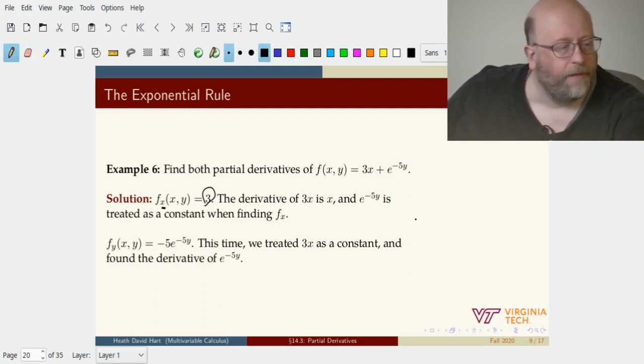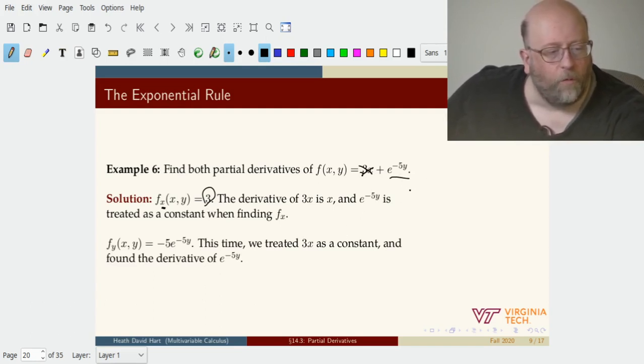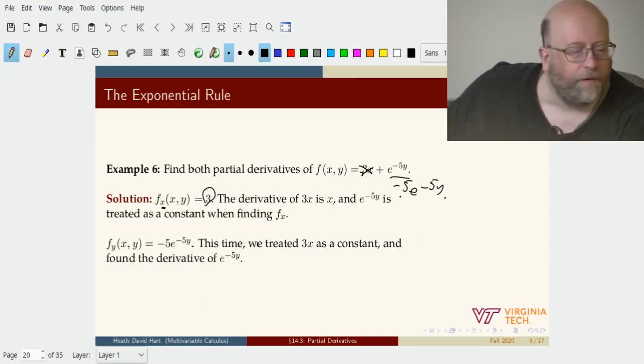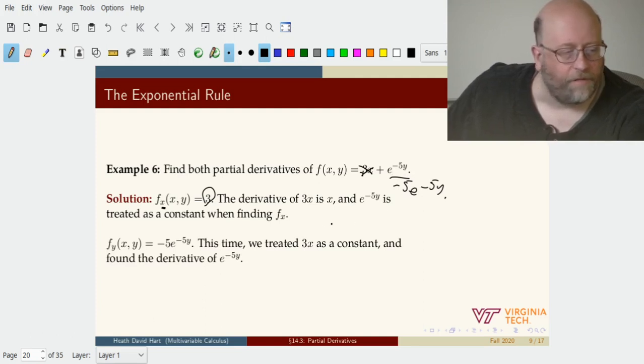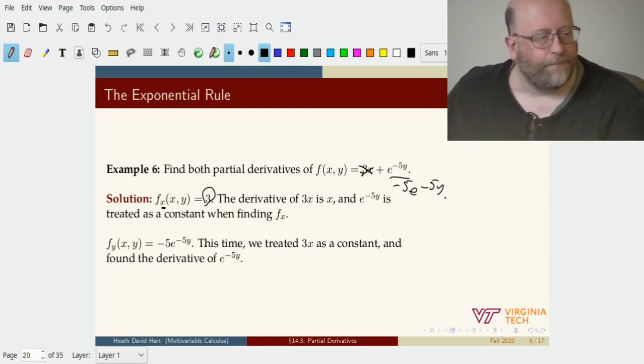But if we take the derivative in the y direction, this term goes away, and this term we're going to have to apply the exponential rule. We're going to get e to negative 5y, and then the derivative of negative 5y is negative 5. I'll put it over here where others can see it, and then we take the natural log of e, and the natural log of e is 1. And so we get negative 5 e to negative 5y. Okay?